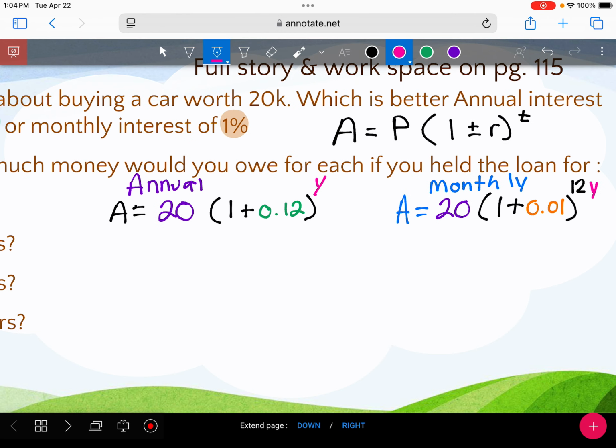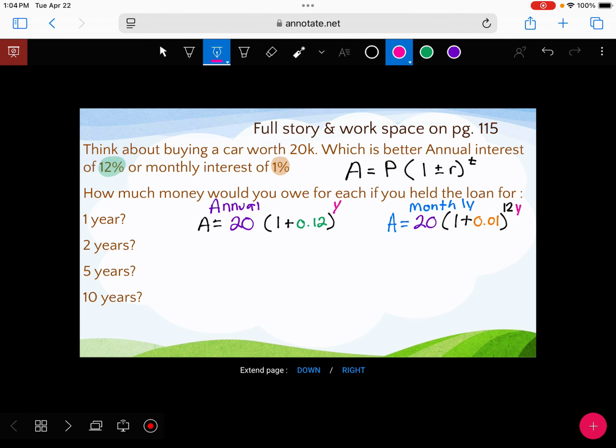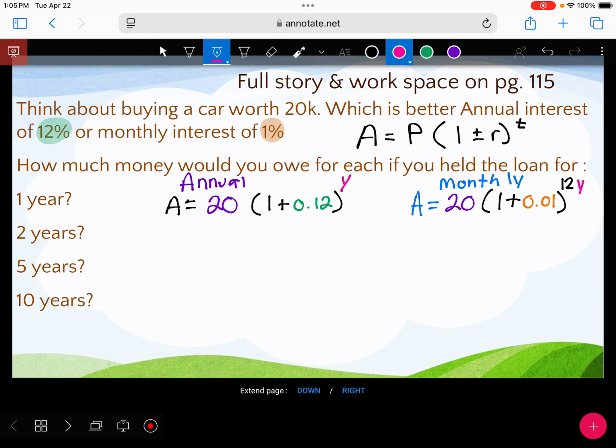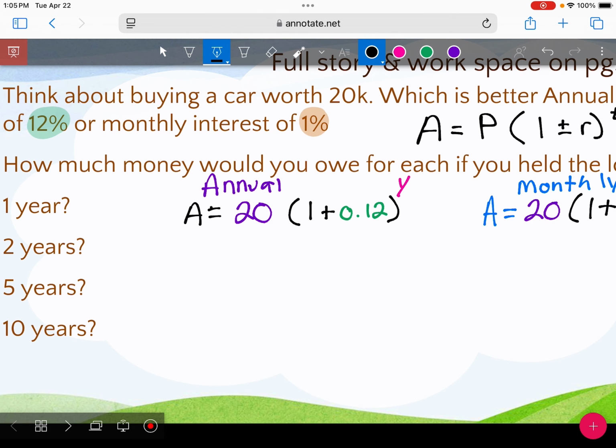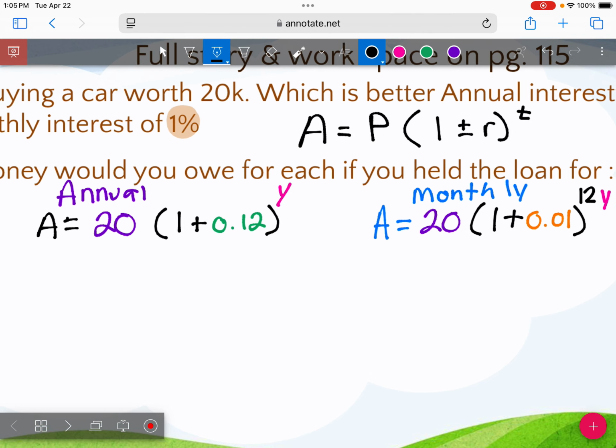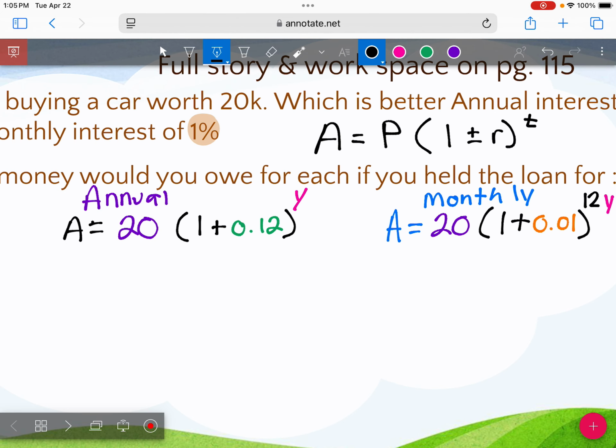So looking at these, we want to see which one would be better. Think about how much money we would owe after the 1 year, 2 years, 5 years, 10 years, for each of these. Let's find out. After 1 year on our annual loan, if we paid it all off after the 1 year, how much would we pay off?